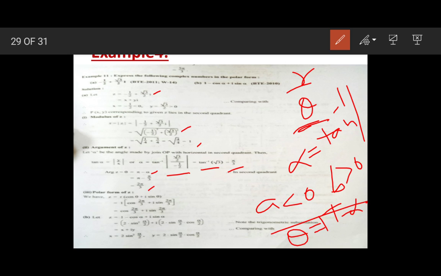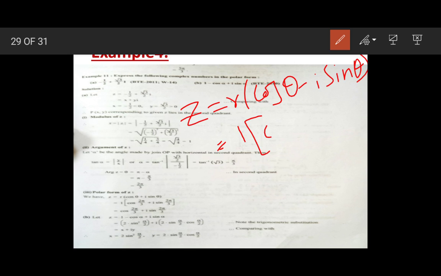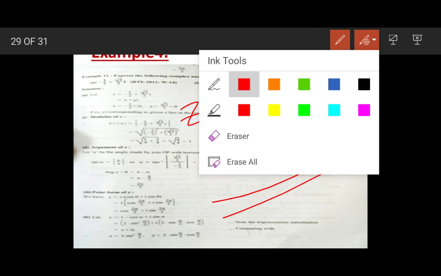Okay. Now after getting R and theta, I have to write this in polar form. So polar form formula is z is equal to r into cos theta minus i sin theta. So in this I have to substitute r and theta value. So 1 into cos 2 pi upon 3 minus i sin 2 pi upon 3. Okay. So this is the polar form.